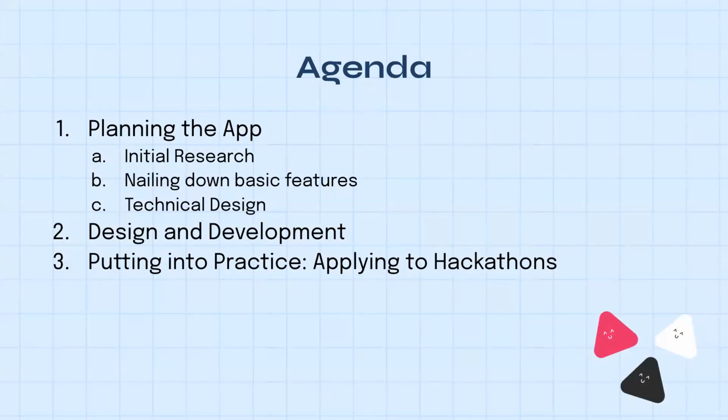So just to quickly go over the agenda, we'll be talking about the planning stage of the app, going over the initial research, what it takes to research the background of the apps that you'll be creating, or the users, or the potential competitors. And after that, I'll be going over nailing down basic features, the scope, and the basic feasibility of what it takes to create an app. And then he will go over the technical parts of technical design. And after that, we'll be going over design and development, essentially talking about the collaboration aspect of design and development. And lastly, how we put that into practice.